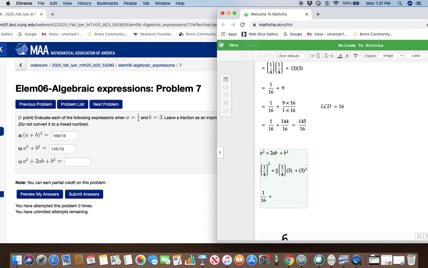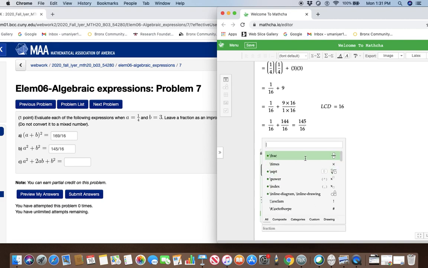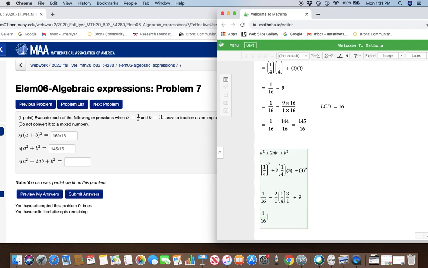Plus 2 times 1/4 times 3. Let me rewrite it as 2 over 1 times 1 over 4 times 3 over 1, plus 3 squared is a 9. So this is fraction 1 over 16 plus that too reduces by 2, right? So that is 3 halves, plus 9.